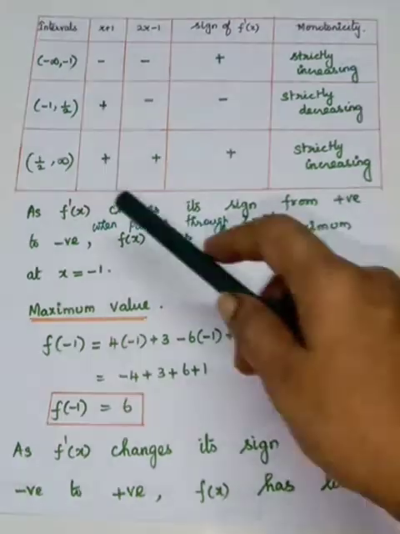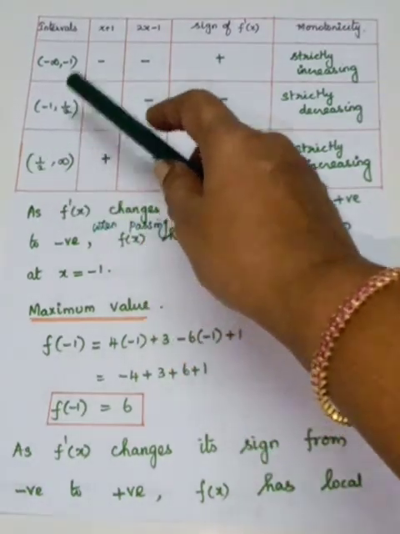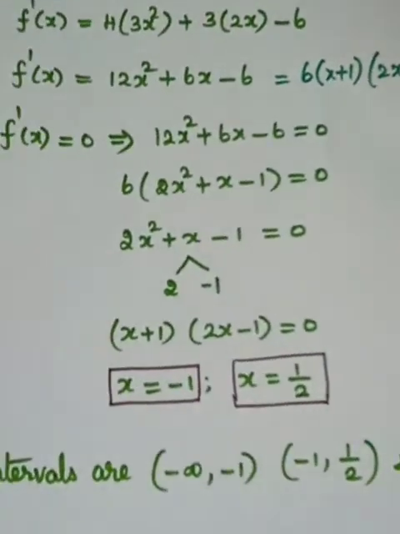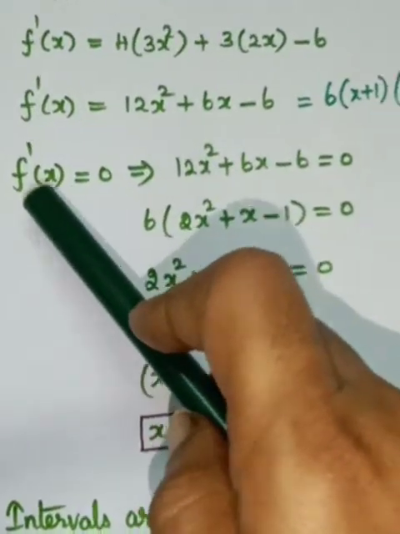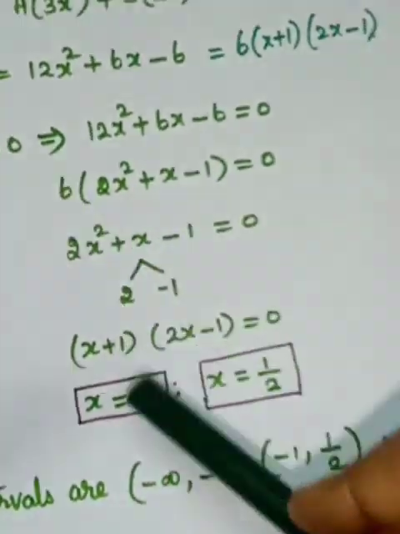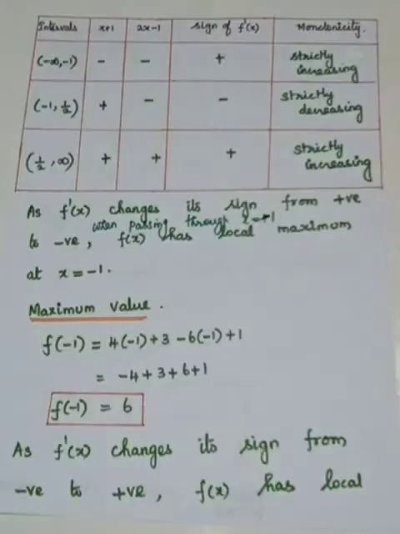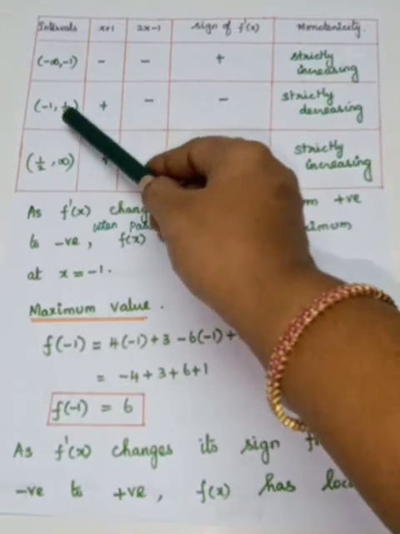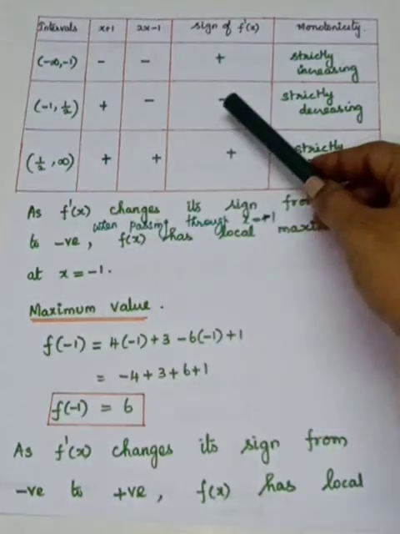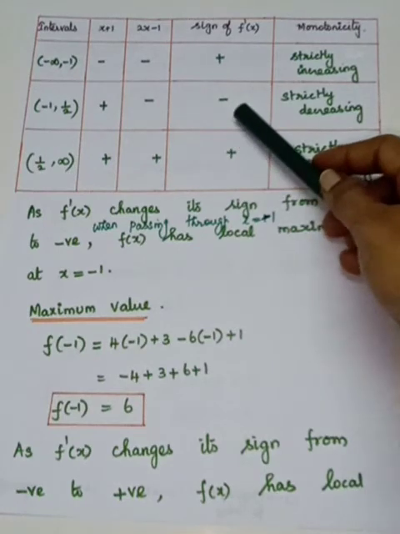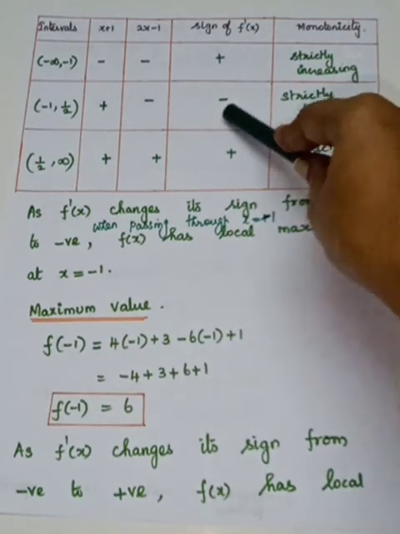And you see that next point you have to take half, because minus 1 and half are critical numbers. So therefore f dash of x we have equated to 0. You will get these 2 points. So in that point also you have to check. So before half in this interval, f dash of x is negative. Not the function, f dash of x is negative.